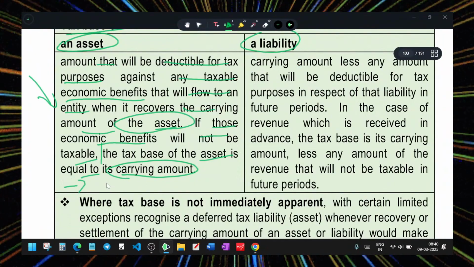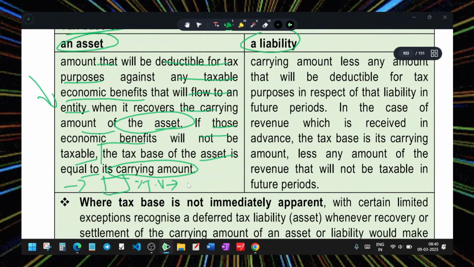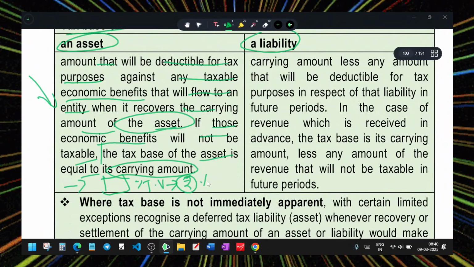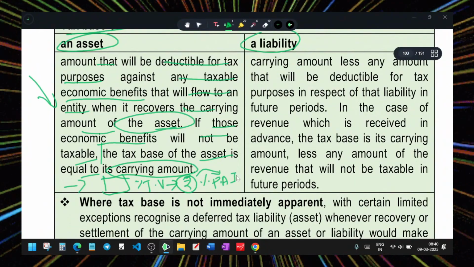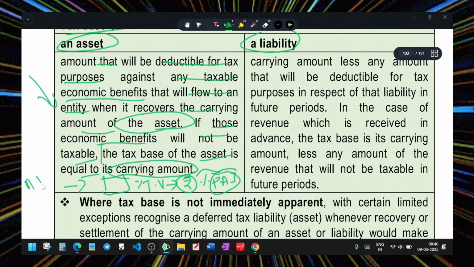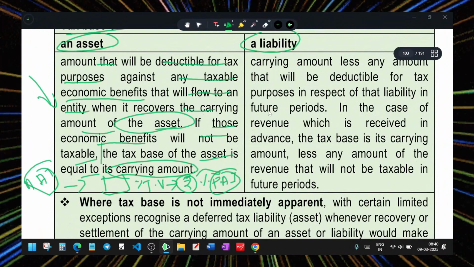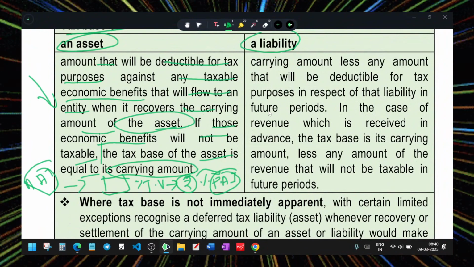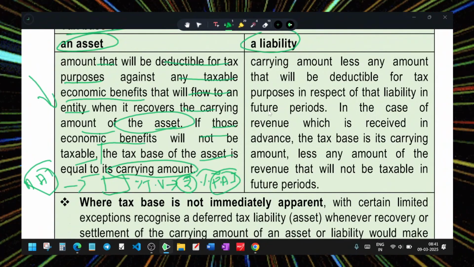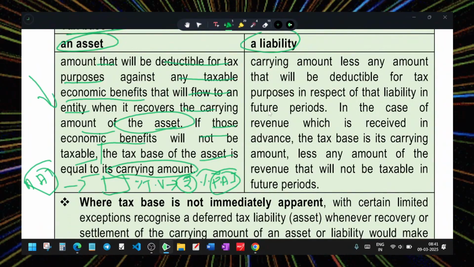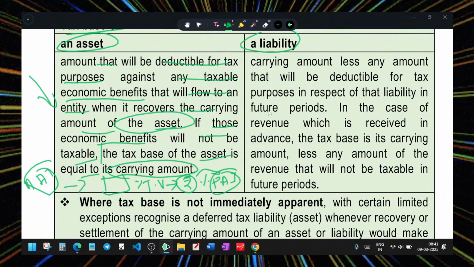Sir, on the taxable value of the asset, tax is to be computed, sir. Then we get the profit after tax. So even though there is an asset, that asset is a present opportunity or future opportunity of income flowing in. That income is subject to tax.